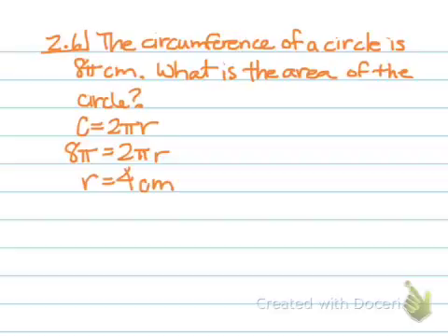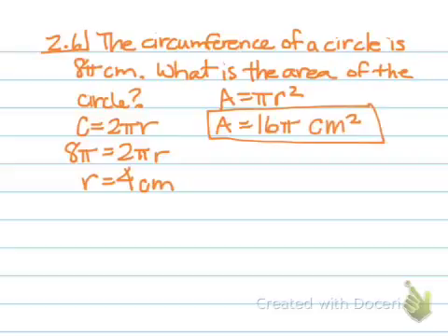Now the problem is in terms of pi, so we can leave our answer in terms of pi for the next part. So it says, what's the area? So the area, again, is pi r squared, and our r is 4, so r squared is going to be 16. So 16 pi centimeters squared is our area.